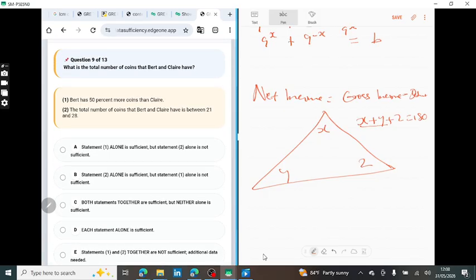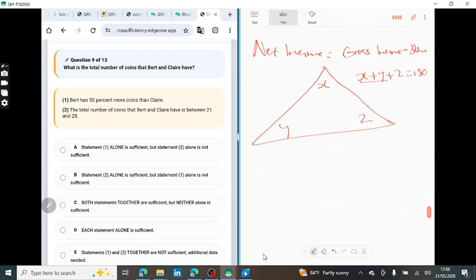What is the total number of coins Beth and Clay have? Beth has 50% more coins than Clay. There are several numbers that fit, let's say 10 and 15. 15 is 50% greater than 10. 30 is 50% greater than 20, and so on and so forth. For so many numbers, so not sufficient.